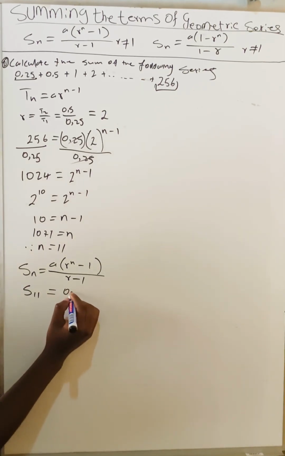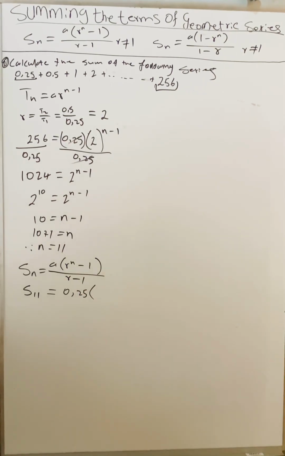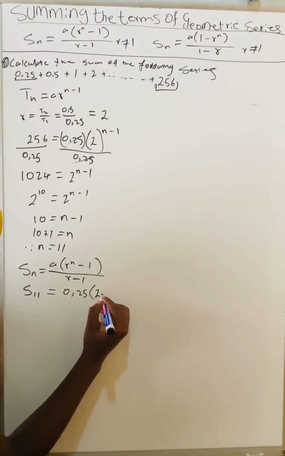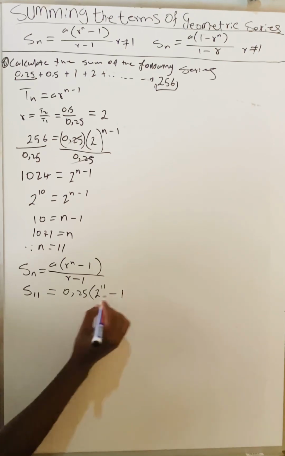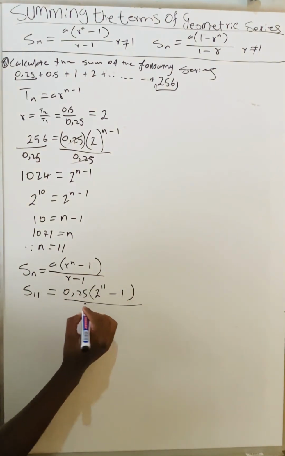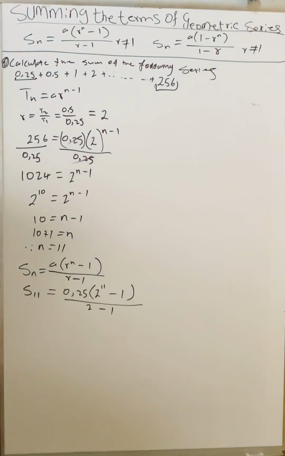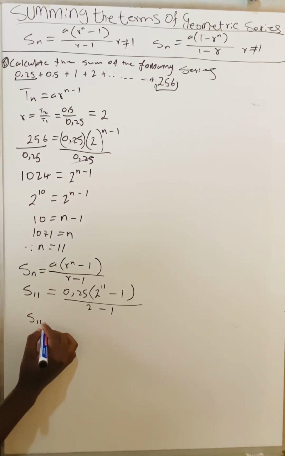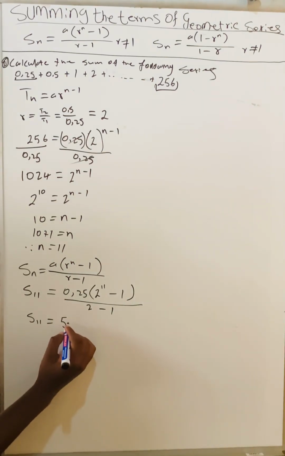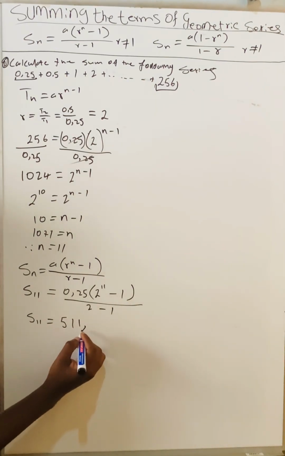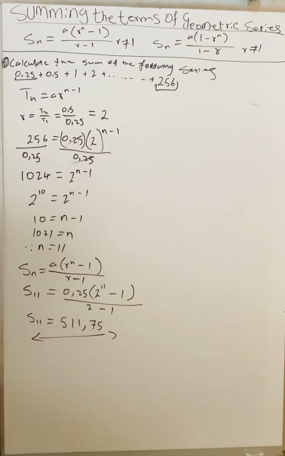Our A is 0,25. Close the bracket. What is our R? We determined our R and found that it is 2. What is our n? It is 11, minus 1. Close the brackets, over R minus 1, which is 2 minus 1. You have something like this. Then from here, S11 is equal to, when you punch the calculator, you will get 511,75. This is the final answer.